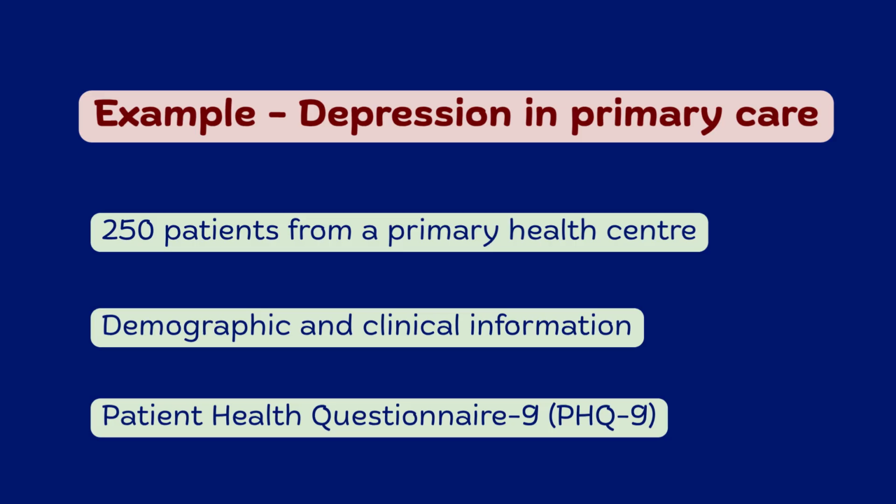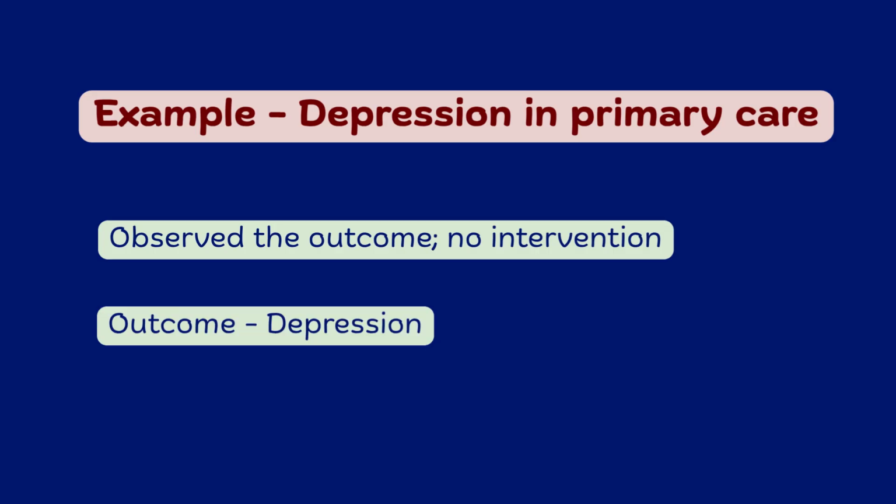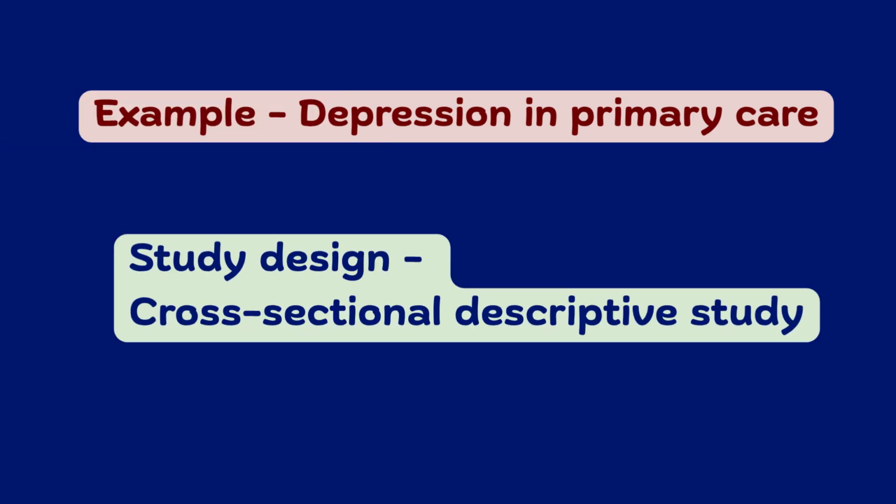This was an observational study as the researchers simply observed the outcome and did not provide any intervention for the purpose of the study. Since the researchers measured the prevalence of the outcome, that is depression, in the target population, that is patients attending a primary health center, the study design was described as a cross sectional descriptive study.